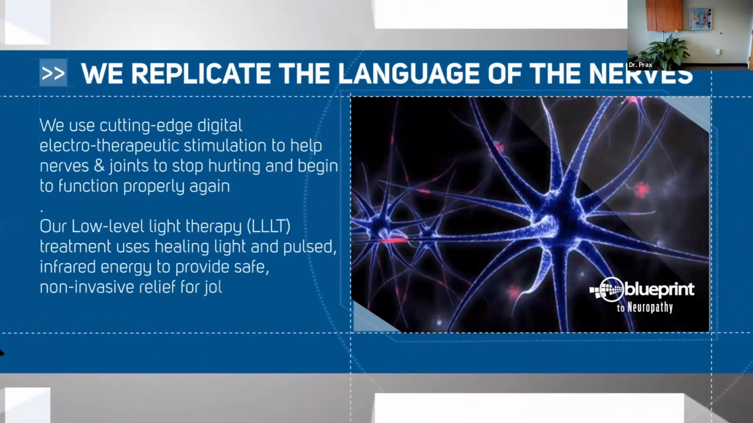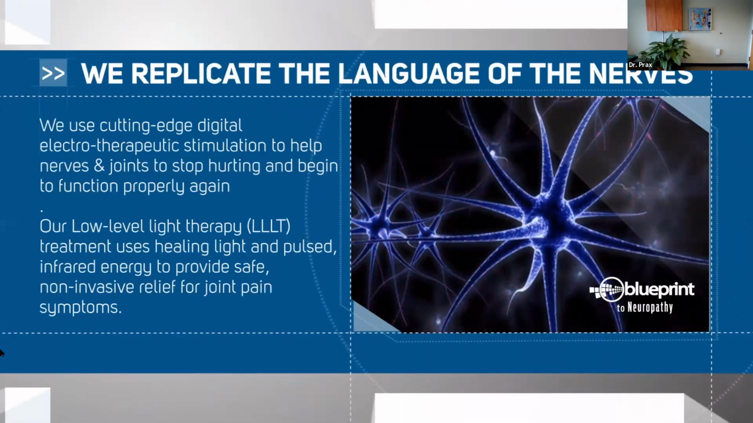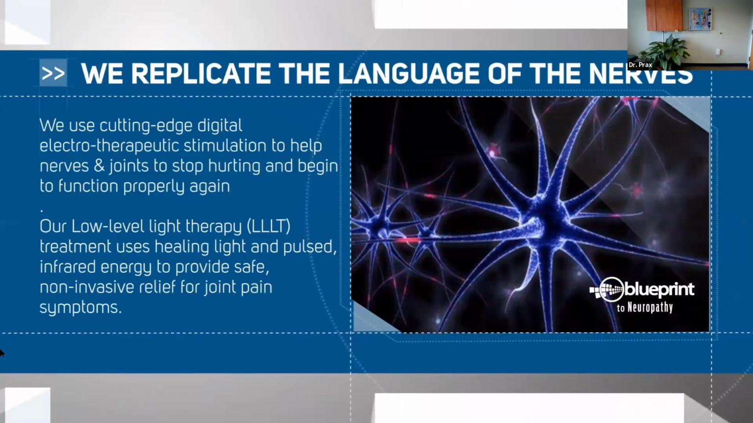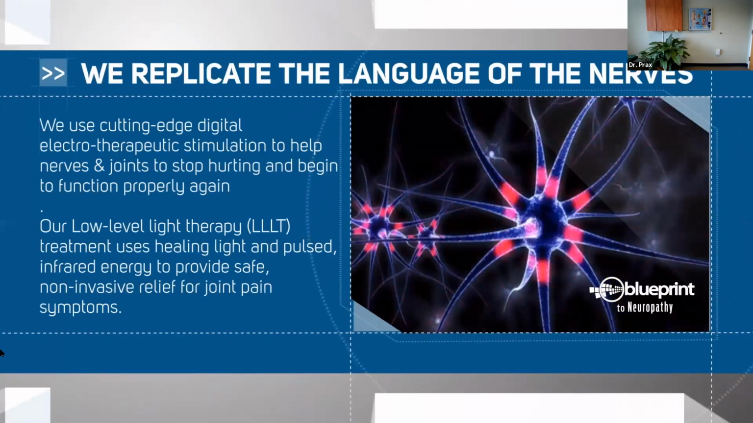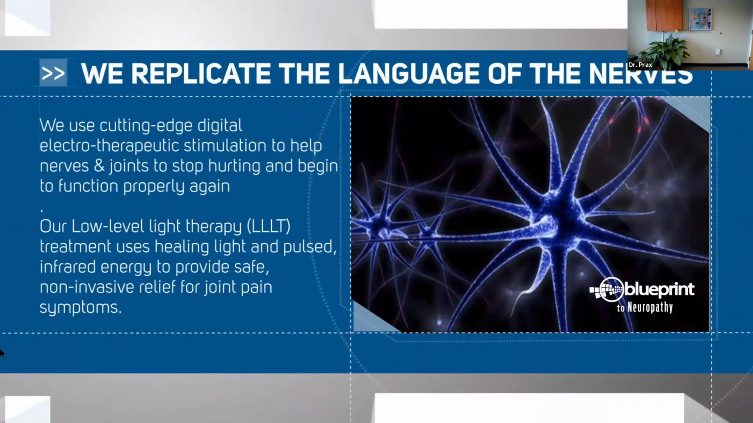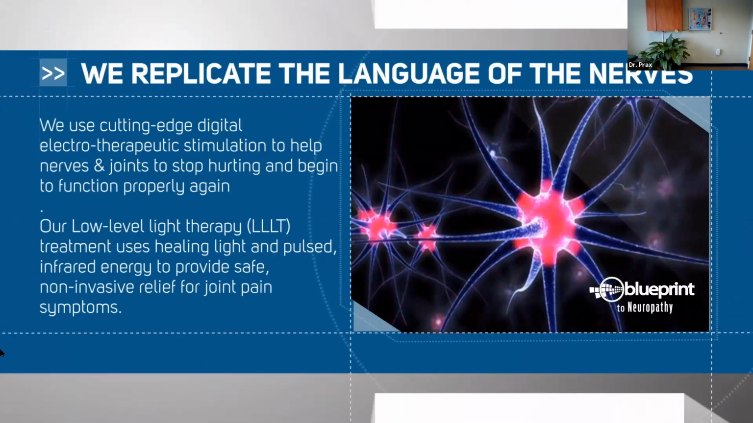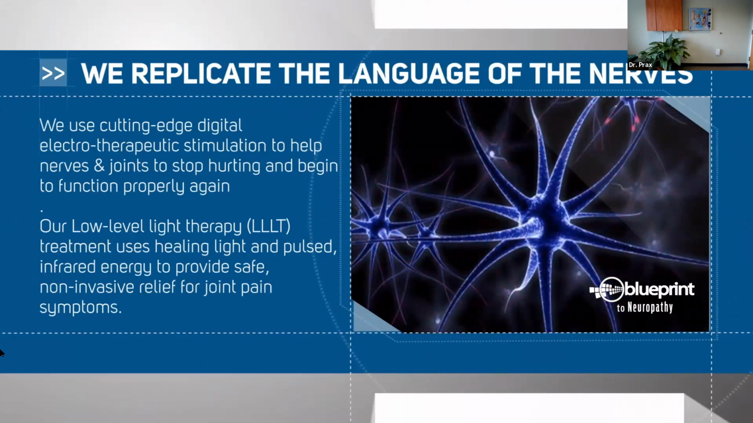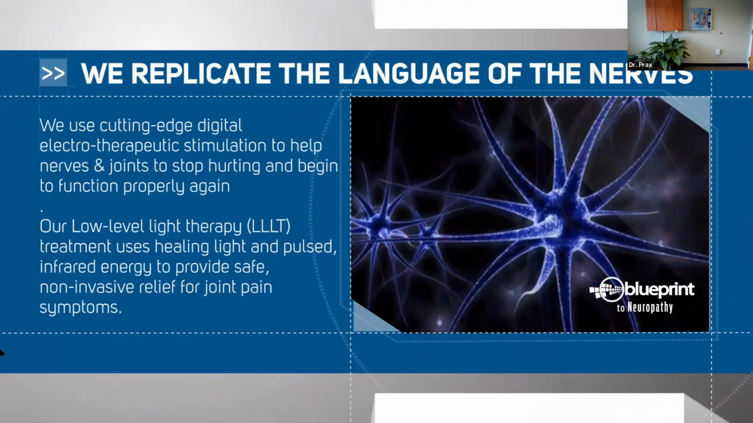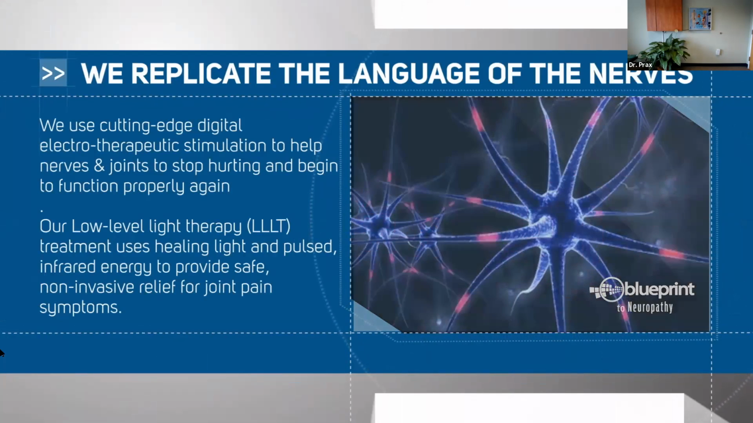We use cutting-edge digital electrotherapeutic stimulation to help nerves and joints stop hurting and begin to function properly again. Our low-level light therapy treatment uses healing light and pulsed infrared energy to provide safe, non-invasive relief for nerve pain symptoms. You'll be able to do both of these treatments at home to ensure long-lasting results and set yourself up for long-term independence from your neuropathy condition.